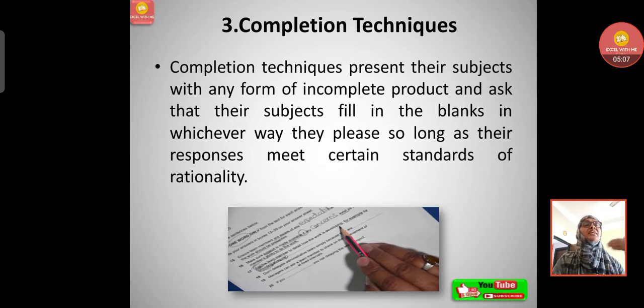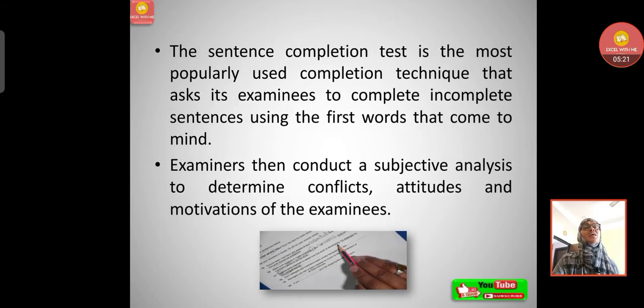Completion techniques present their subjects with any form of incomplete product and ask that their subjects fill in the blanks in whichever way they please, so long as their responses meet certain standards of rationality. The sentence completion test is the most popularly used completion technique that asks its examinees to complete incomplete sentences using the first words that come to mind.